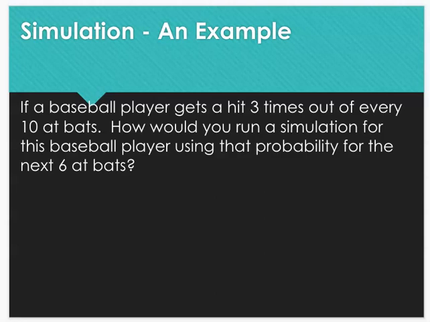If a baseball player gets a hit 3 times out of every 10 at-bats, how would you run a simulation for this baseball player using that probability for the next 6 at-bats? So you have to think of, his probability is 3 out of 10. 3 times out of 10, he gets hits. So think about how you could simulate that. Do you have an idea? Give it a couple minutes and think about it, and then move on, and I'll explain one possible solution.